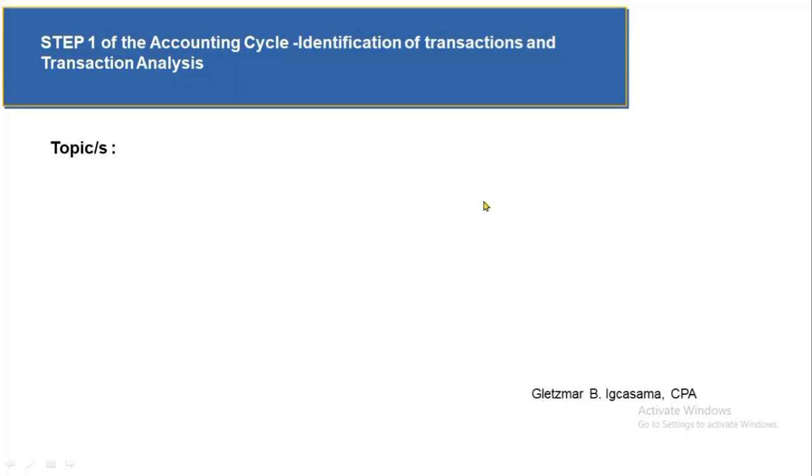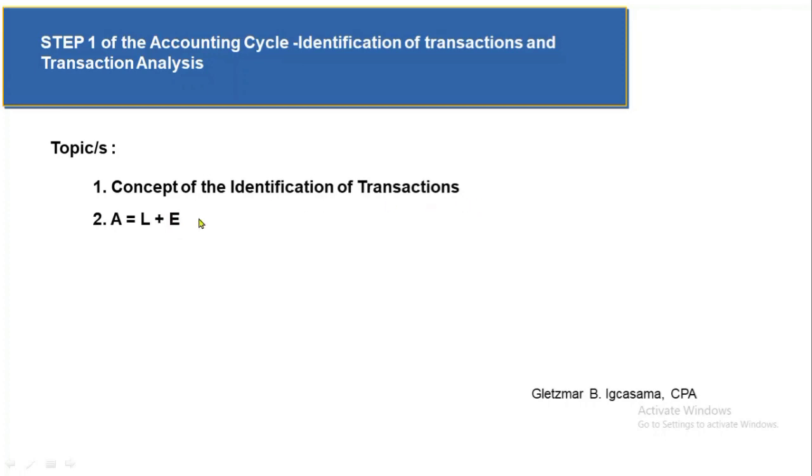This video aims to let you fully understand the identification of transactions as well as analysis of transactions, which is step 1 in the accounting cycle. This lecture contains the following: the concept of identification of transactions, and we are also going to discuss the significance of the accounting equation A = L + E.